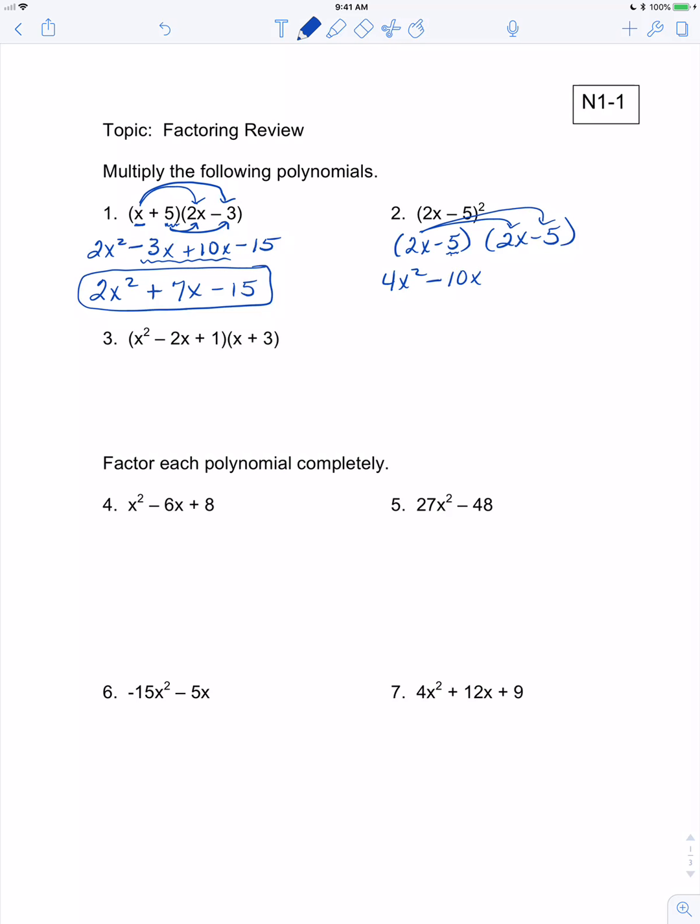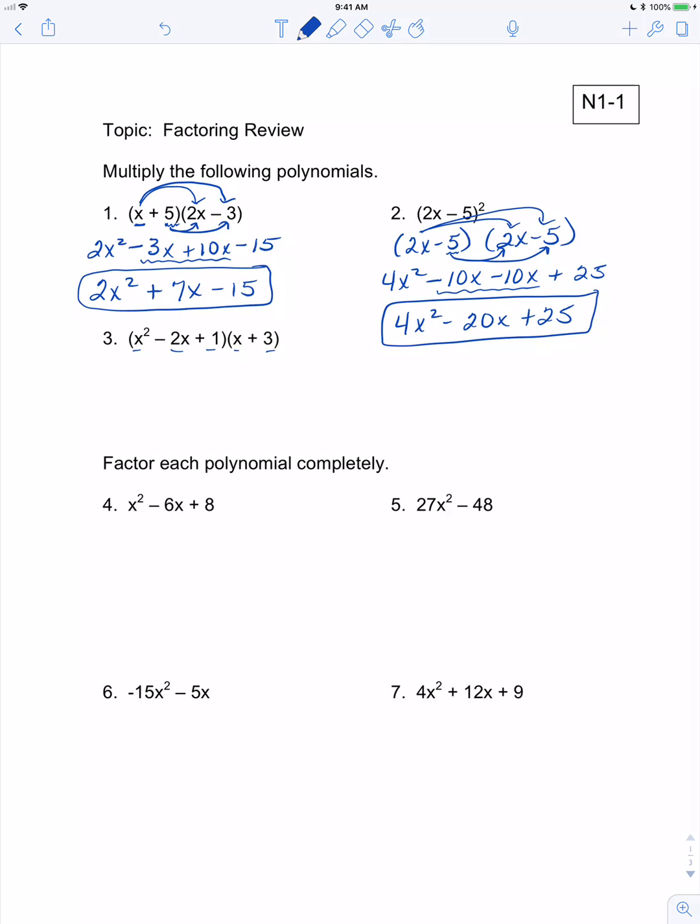So now in the second term, negative 5 times the 2x is another negative 10x. And negative 5 times negative 5 is positive 25. Again, we're going to combine those like terms. We have a negative 10x and a negative 10x. So that makes negative 20x plus 25. There's your final answer.